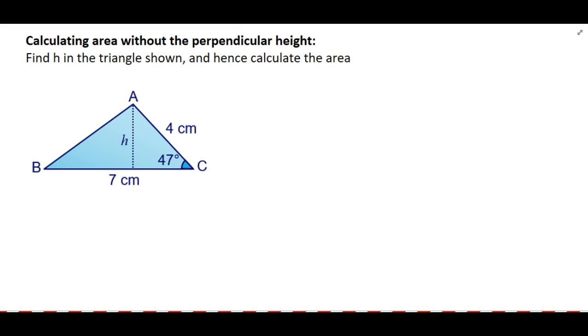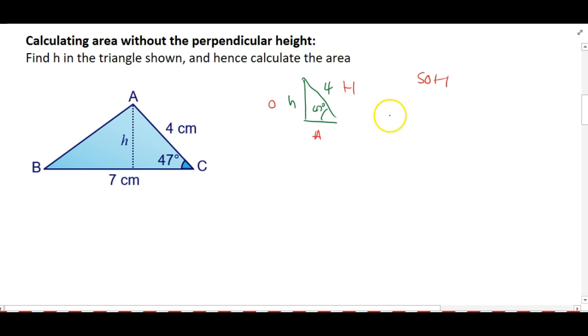Off you go. So you're going to use SOHCAHTOA. You're going to ignore the other half of the triangle. You're just going to focus on the bit on the right here where you've got some information. So you've got 47 degrees, you've got a hypotenuse of 4, and you've got an opposite side there of H. Alright, so if you just remember to label your triangle H, A, and O, you're going to use SOH as the rule here. So that means that sine of an angle is equal to opposite over hypotenuse.